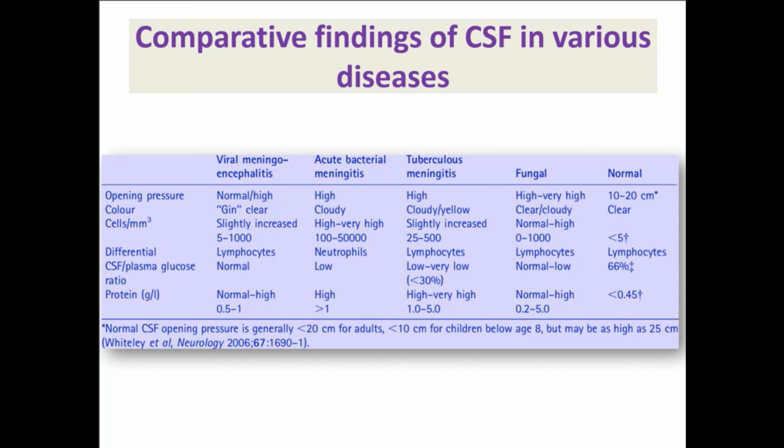66%. Ratio. 30%. Protein GL. Normal high 0.5 to 1. High. 1 high very high 1.0 to 5.0. Normal high.